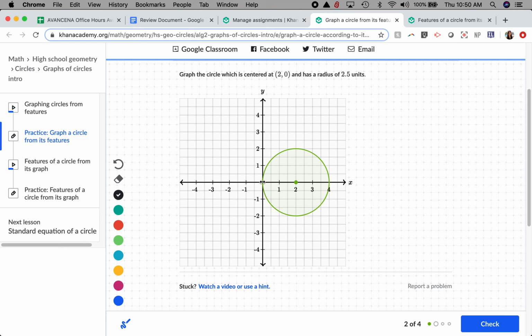And to make sure that I have 2.5 units, I'm only going to extend it to this gray line over here. Now checking this again, from 2 to 1 is 1 unit. From 1 to 0 is another unit, and then from 0 to negative 0.5 will be 0.5 units. And that should be true for any direction you go because the radius stays consistent for any circle.